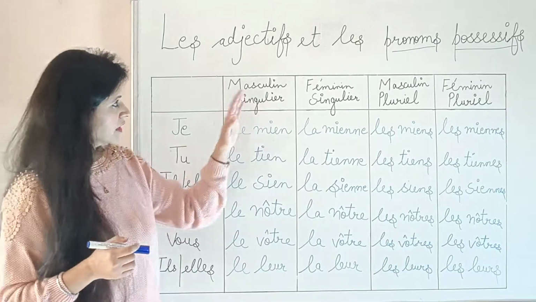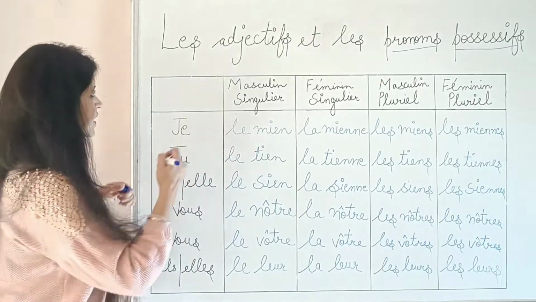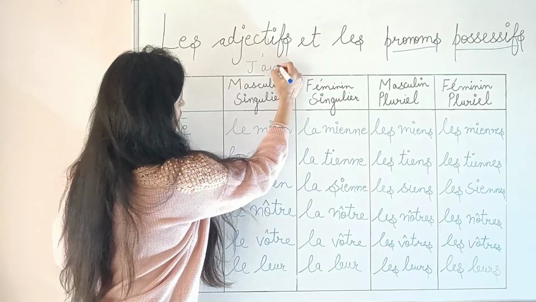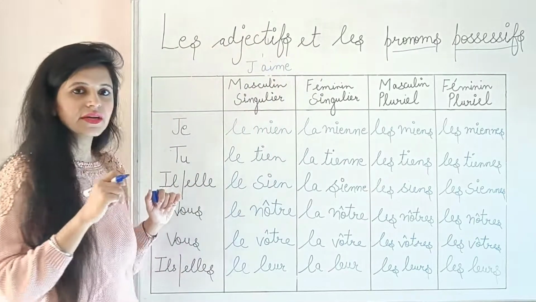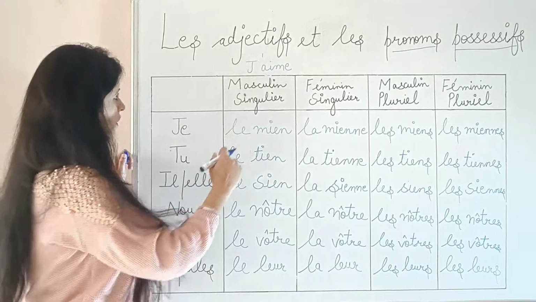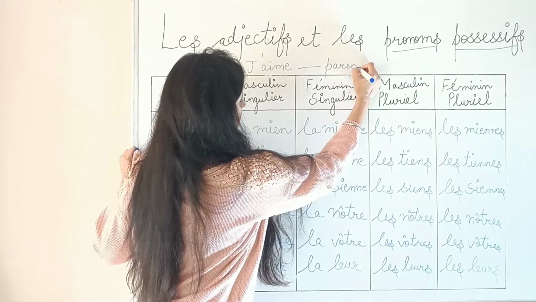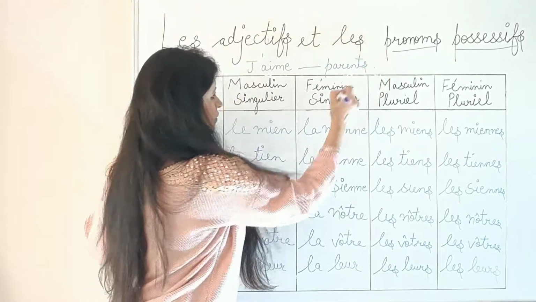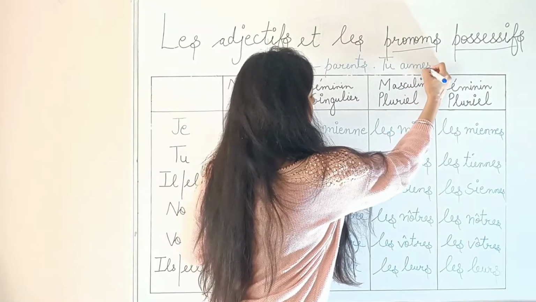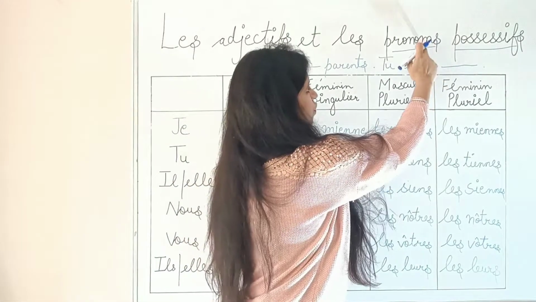But what is a pronom possessif exactly and how do we use it? Like I gave you one example, I'll write one example here and then we're going to continue with the exercise so that you understand this topic better. Okay, J'aime dash, par exemple. J'aime dash parents. Tu aimes dash.